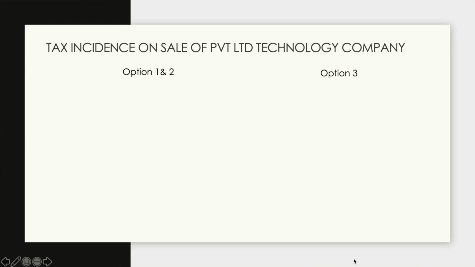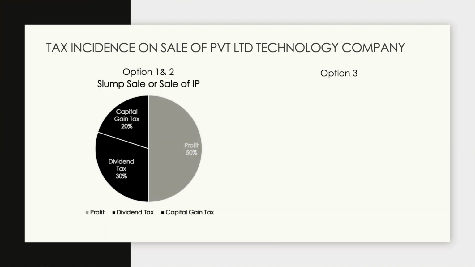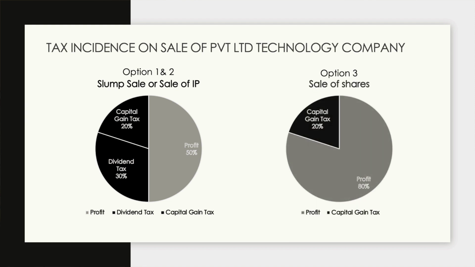So to summarize, as you can see under option 1 and 2, that is slump sale and sale of IP, you will have to pay almost 50% or maybe more than 50% of the sale consideration just towards taxes. Whereas under option 3, that is sale of shares, you will only have to pay the capital gains tax. So you have to be very careful when you are looking at designing the transaction with the buyer and then taking a decision on how you want to transfer the software business.